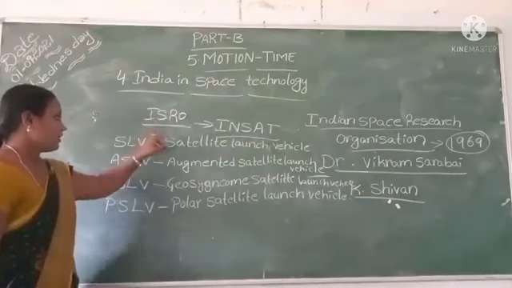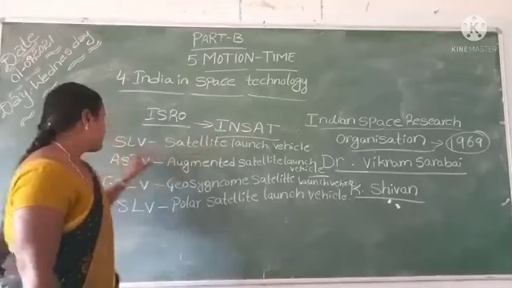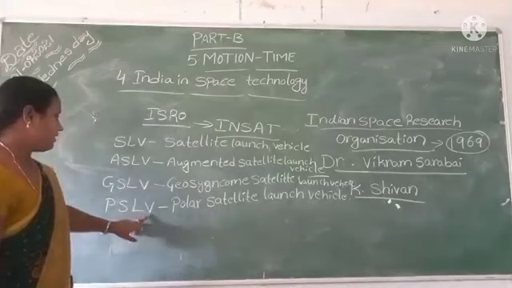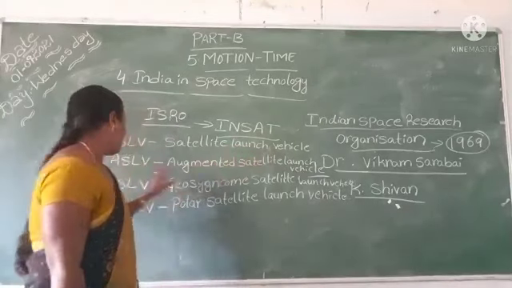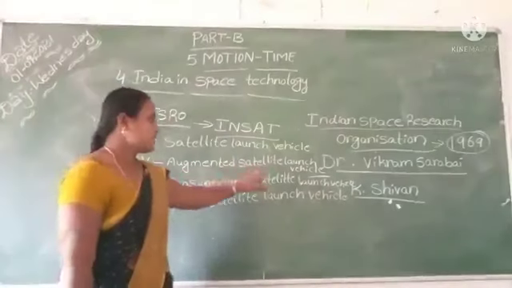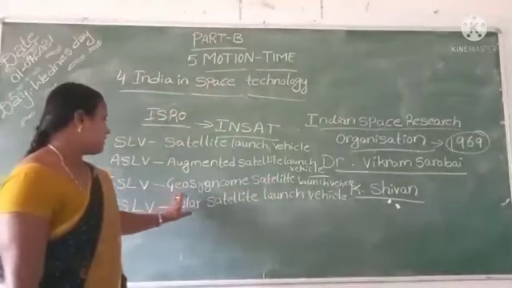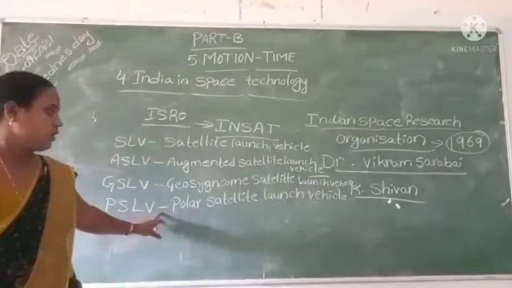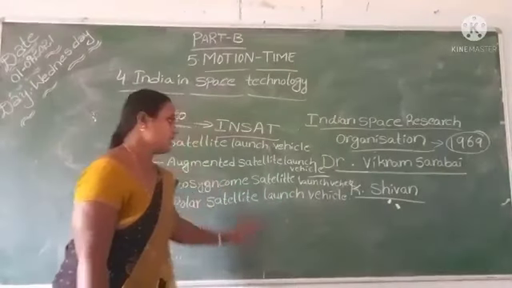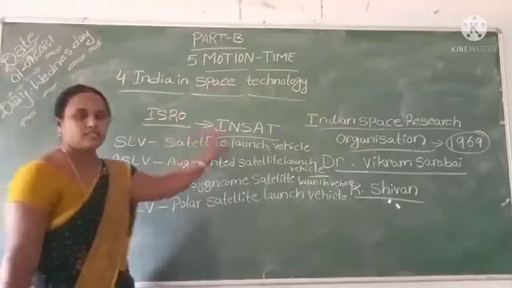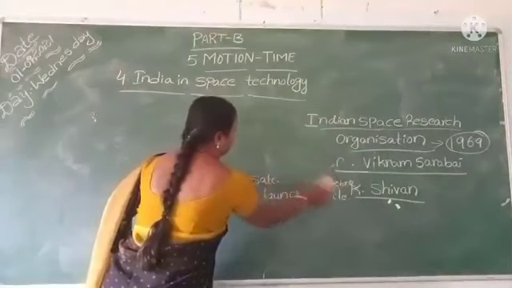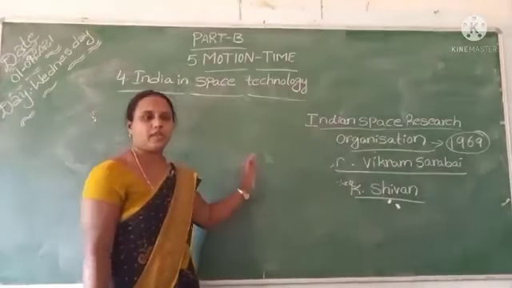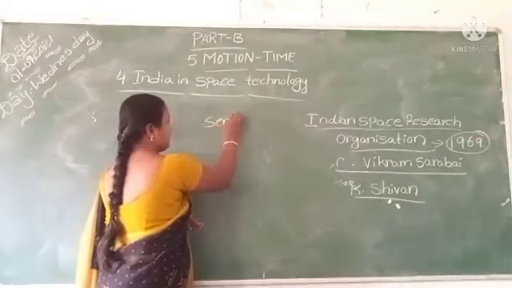We have in ISRO what is called INSAT. There are 4: SLV, ASLV, GSLV, PSLV. SLV means satellite launch vehicle. ASLV means augmented satellite launch vehicle. GSLV means geosynchronous satellite launch vehicle. The last one is PSLV, polar satellite launch vehicle. These are the 4 types we have in INSAT. So children, all these satellites are sent by ISRO.